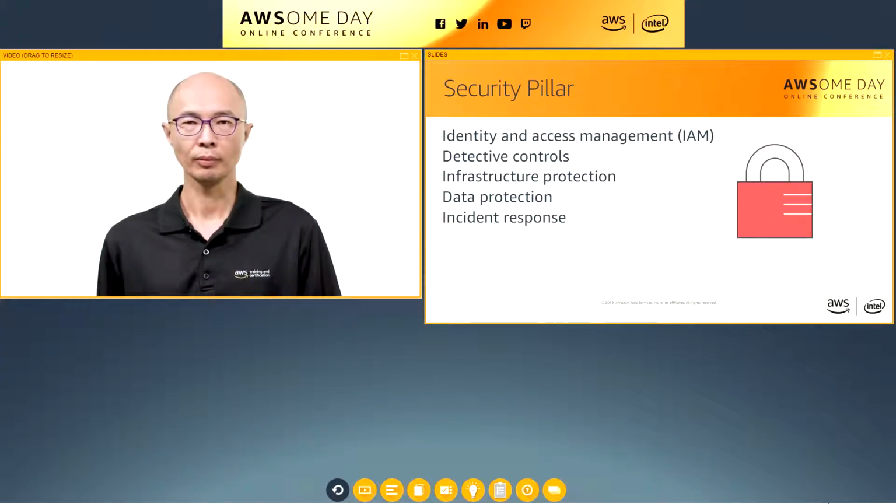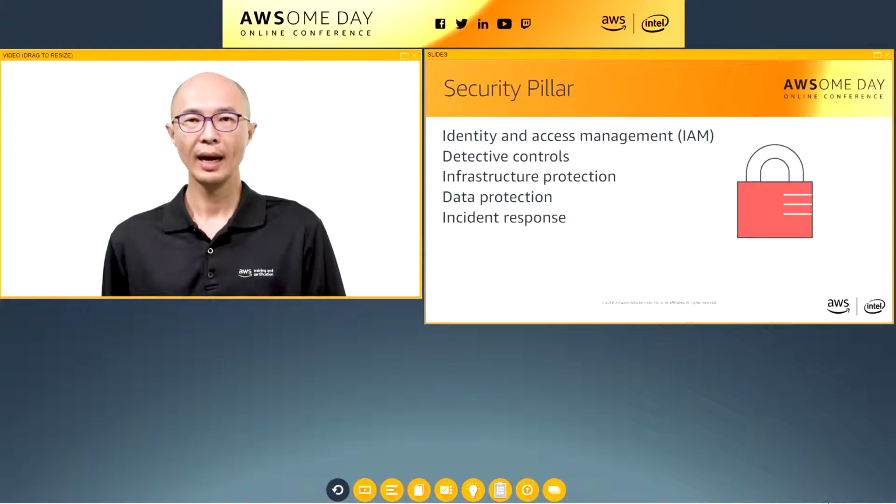Identity and access management, which is critical to make sure that only authorized and authenticated users can access your resources and only in the manner you intend. There are also detective controls, which can be used to identify a potential security incident by considering some approaches such as capturing, analyzing logs, and integrating auditing controls.